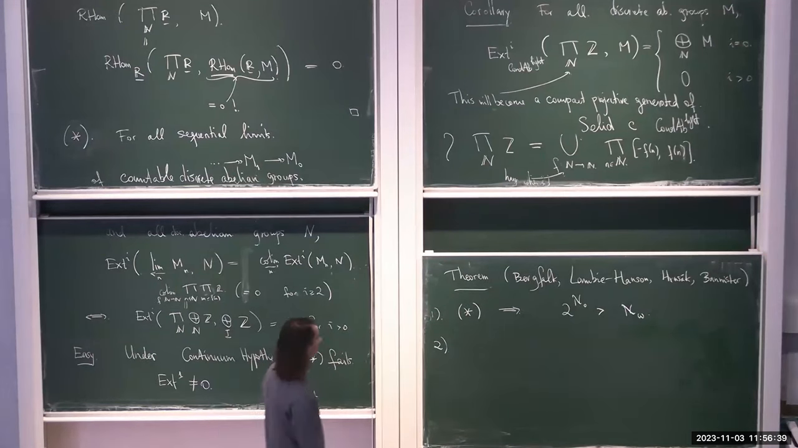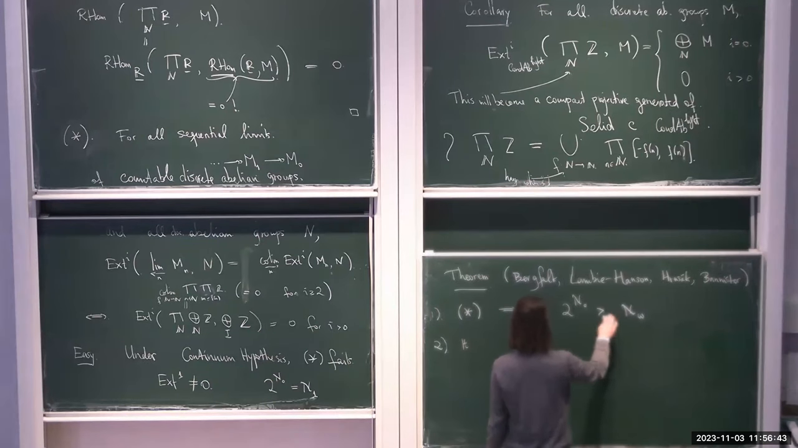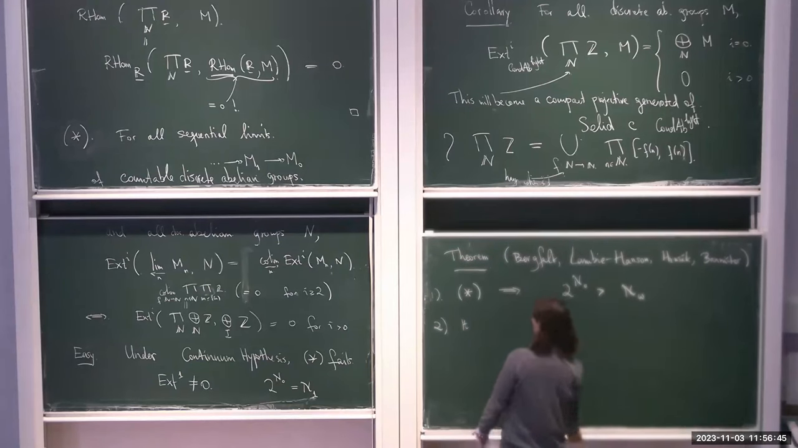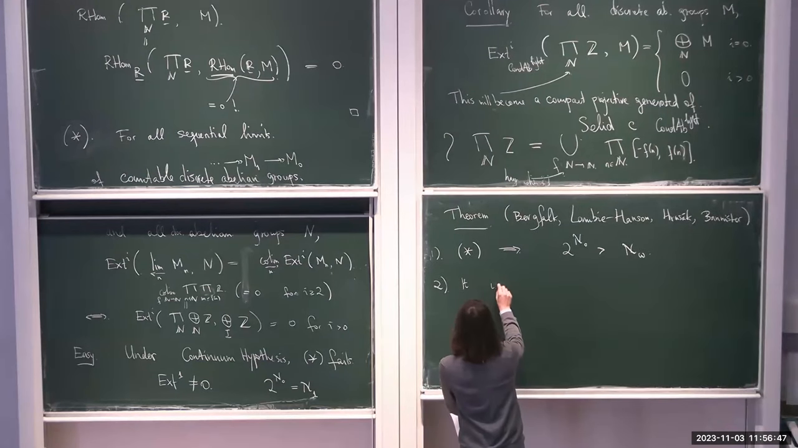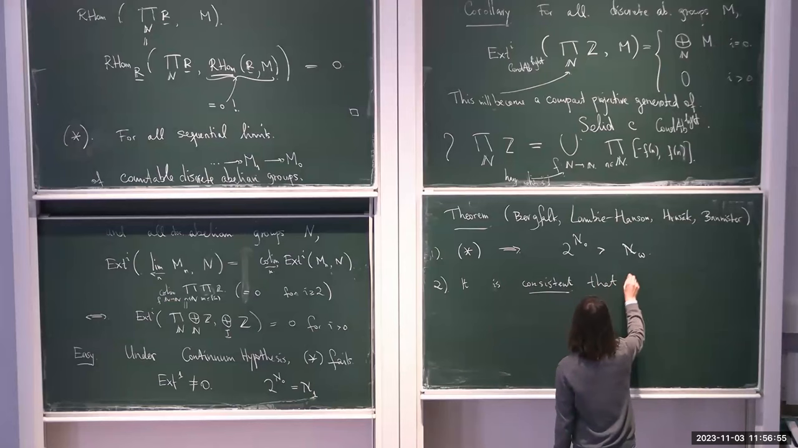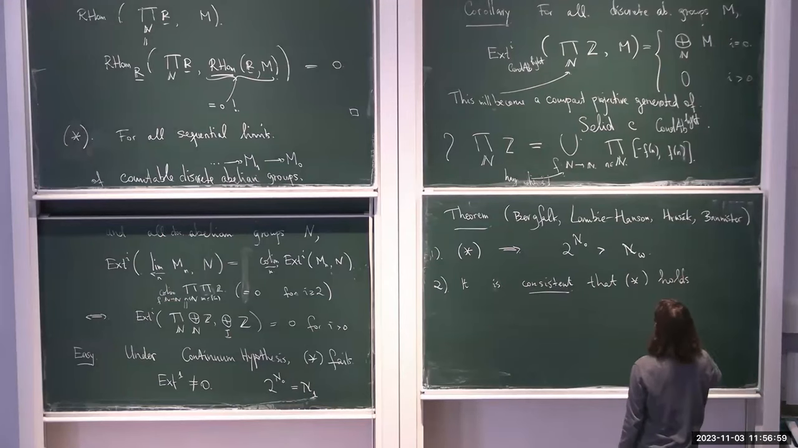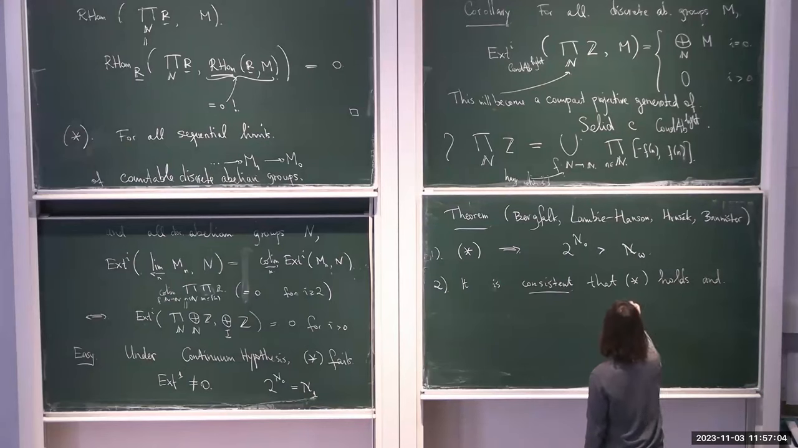And in fact, it cannot actually be equal to aleph omega by some König's theorem. What I proved is that actually the smallest bigger thing is consistent. It's consistent that star holds. And you can also, the first possibility after this can be real numbers.